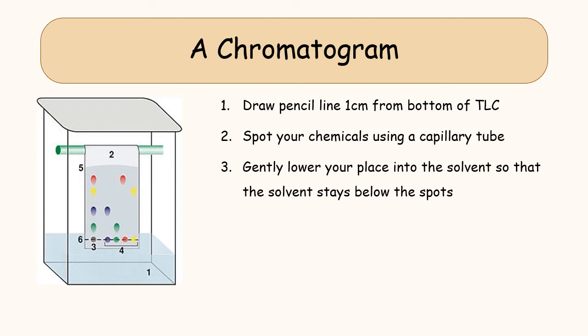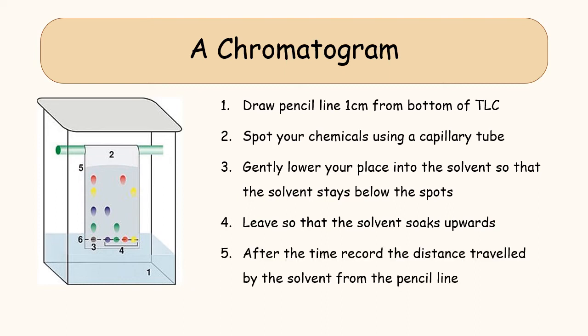But once you've got all your spots ready, you're going to gently lower your plate into a solvent. And the solvent needs to start below where the spots are. If the solvent touches the spots before the start of the experiment, what happens is that the spots will just dissolve into the solvent and stay in the solvent at the bottom. You need the solvent to always be below the starting point of your spots. You usually cover your container and then you leave it for the solvent to soak upwards.